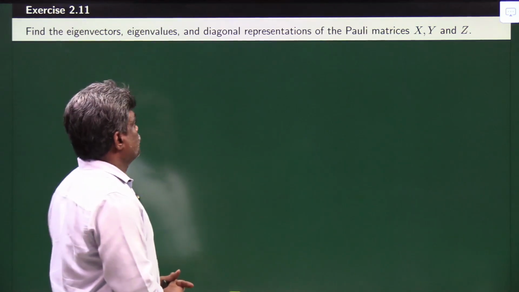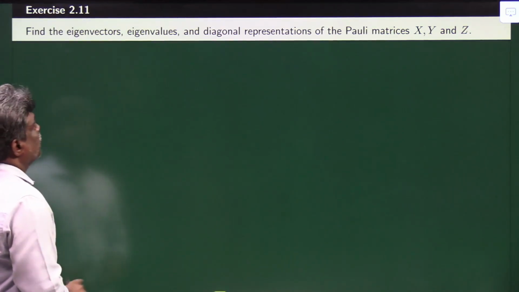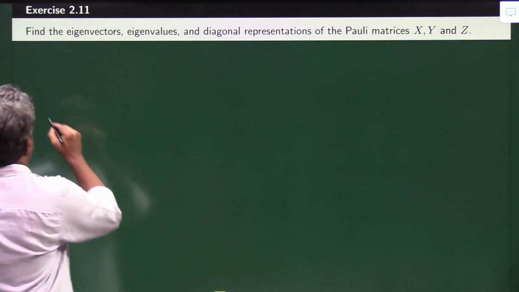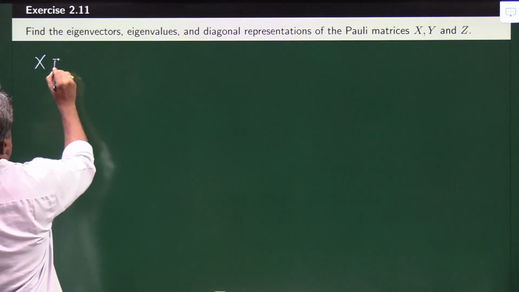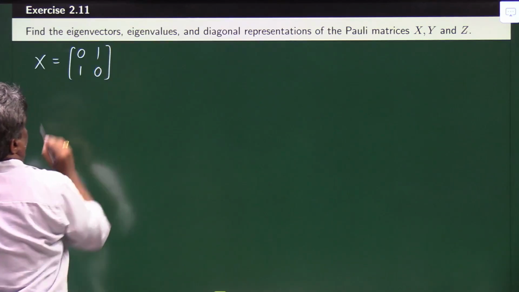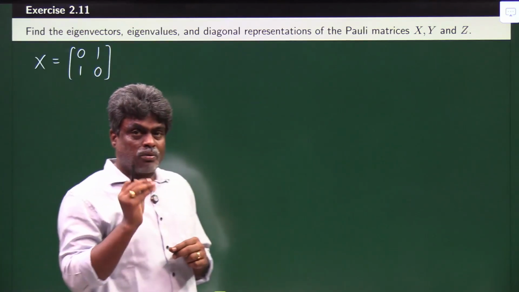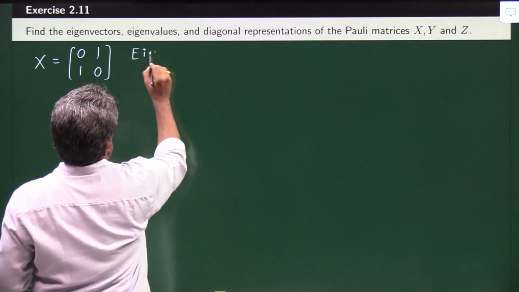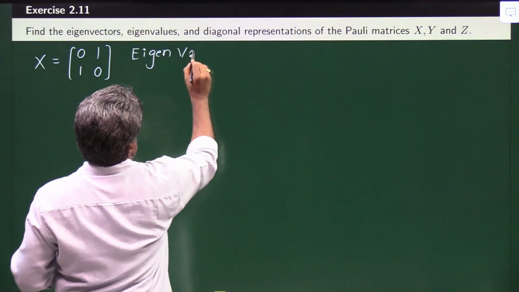So here, this is the next question. Find the eigenvalues and eigenvectors of Pauli matrices. Now first take this X, which is [[0, 1], [1, 0]]. If you want to find eigenvectors, first we have to find the corresponding eigenvalues. So how to find eigenvalues?